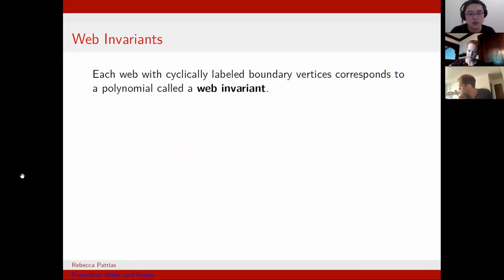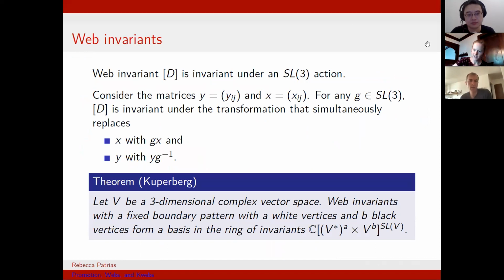All right, so this is what web invariants are. They're called invariants, so they're probably invariant under something. They're invariant under an SL3 action. So the way that action works is I'm just going to take any element in SL3, and then I can multiply my matrix of variables on the left if it's the x variables, on the right if it's the y variables, by that element of SL3, and that's not going to change the web invariant. So we saw, for example, that the determinant is a web invariant. If I multiply the matrix by something in SL3, of course, that's not going to change the determinant. So it's invariant under this action.